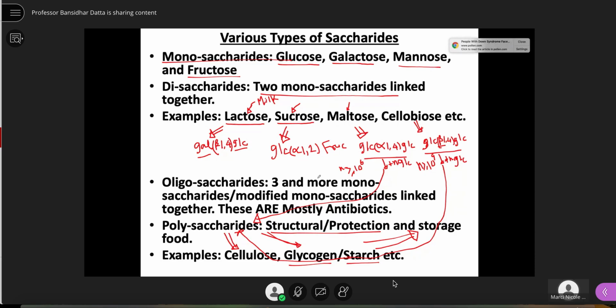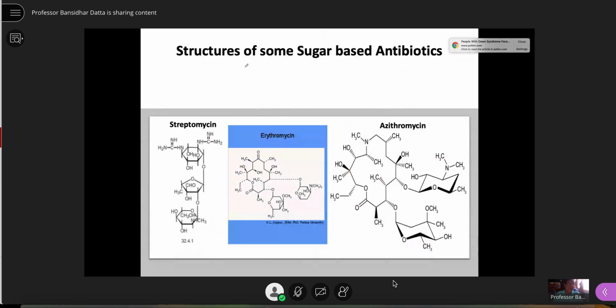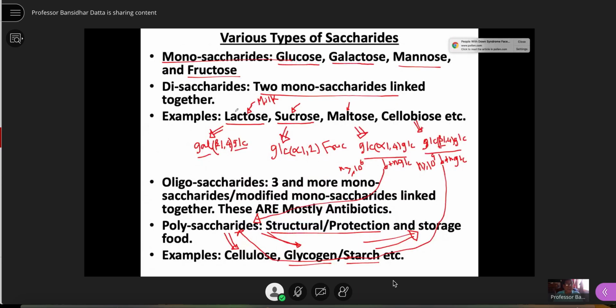Yeah, I got the polysaccharides. Good enough. Monosaccharide just hanging there. Monosaccharides, disaccharides, and polysaccharides. You got it, right? Yes? The next one is oligosaccharides. So what's the difference? What is oligosaccharides?